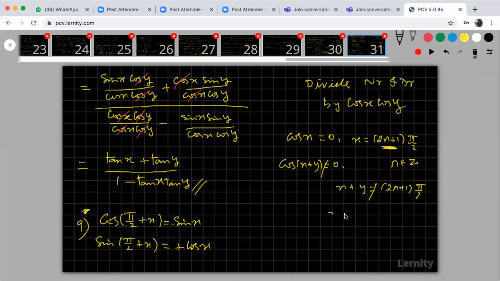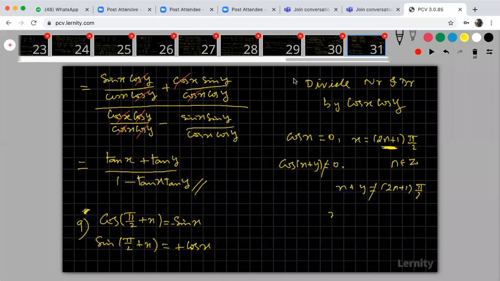Suppose I am taking only n pi by 2, where n belongs to Z. Then 0 is included, because you will take n equal to 0 and get x equal to 0. But odd multiple of pi by 2 means 0 is not included, x not equal to 0. Right. Now come to this.